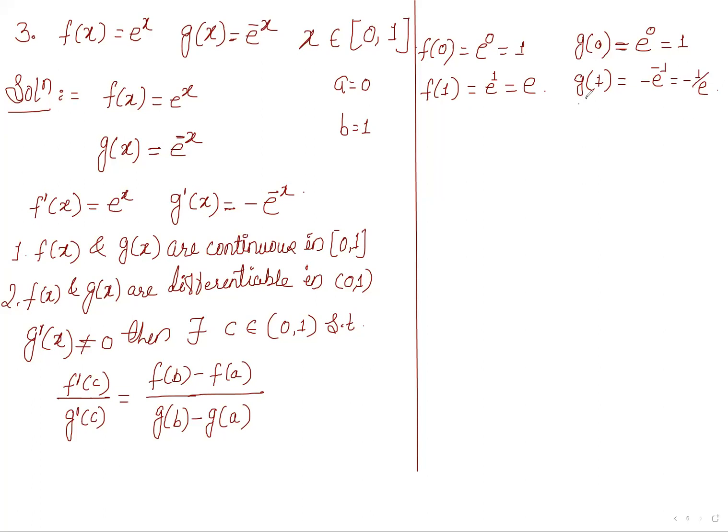G of p, that is g of 1 minus e raised to minus 1, e raised to minus 1, it can be put as 1 upon e. Therefore, f dash of c, f dash of c means e raised to c divided by minus e raised to minus c is equal to f of b, that is e minus 1 divided by g of b minus 1 upon e minus 1.